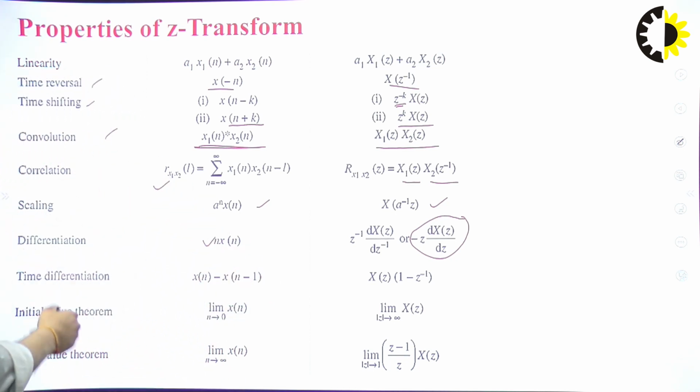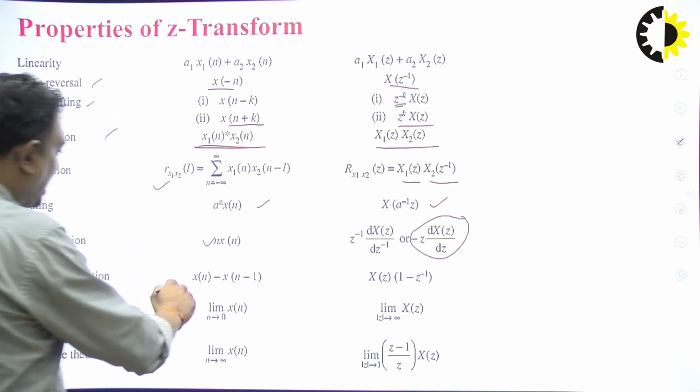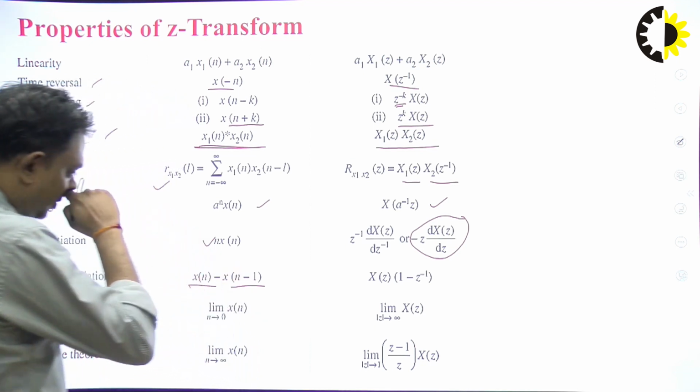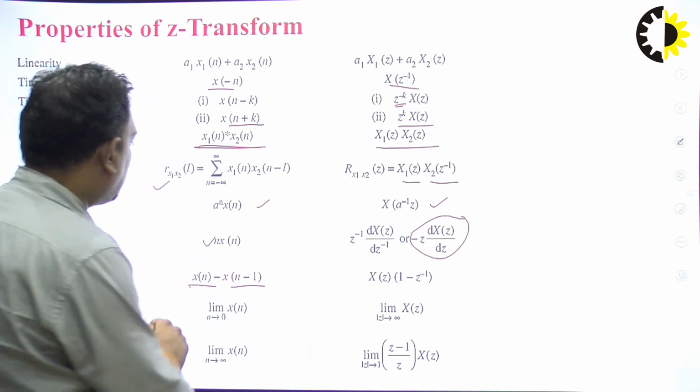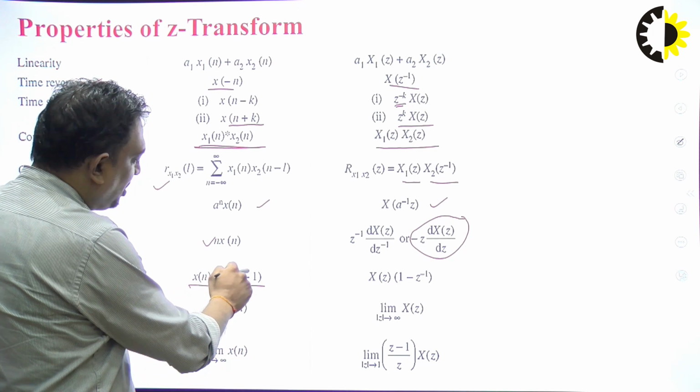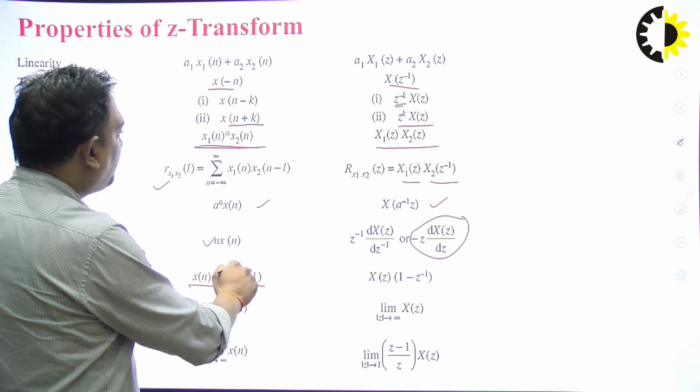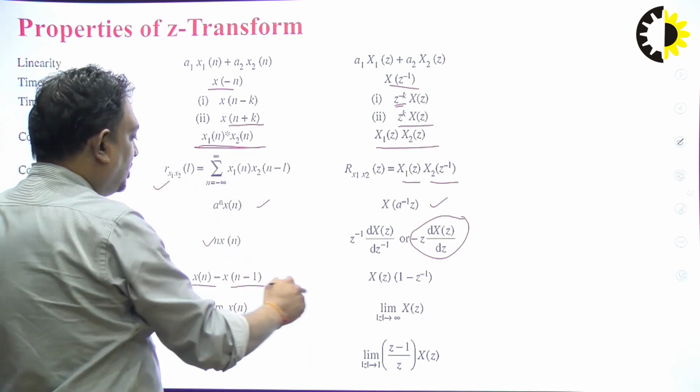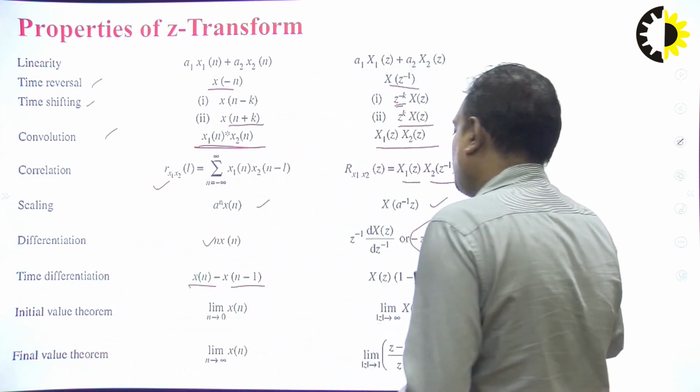Time differentiation: here a time difference is there, so x(n) minus x(n-1). If you take the z transform, it will become X(z) minus z to the power minus 1 X(z), from the time shifting property. So you can write it like (1 minus z to the power minus 1) X(z).